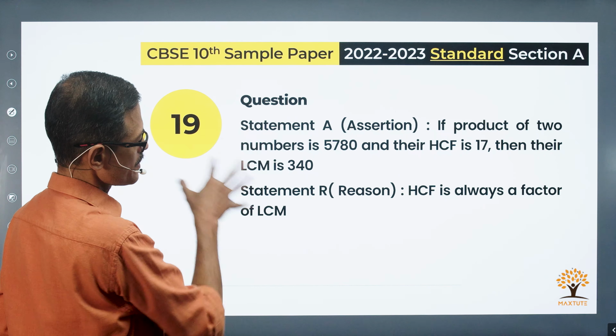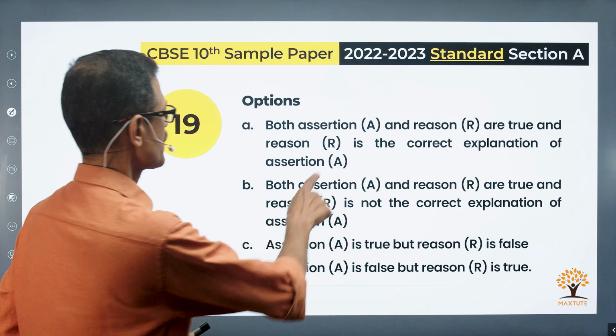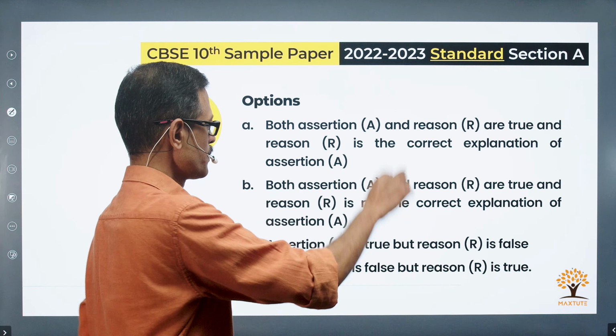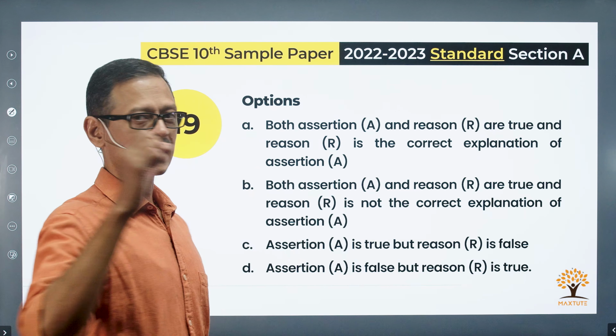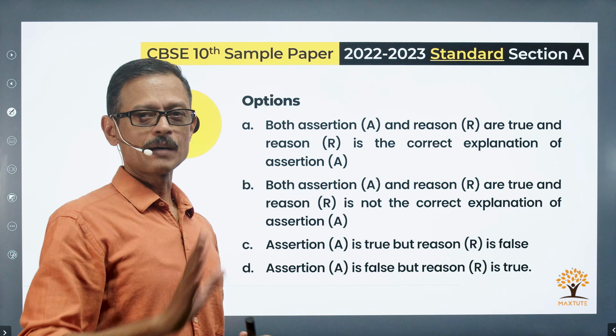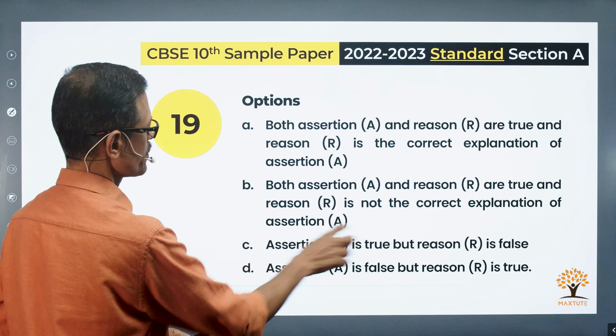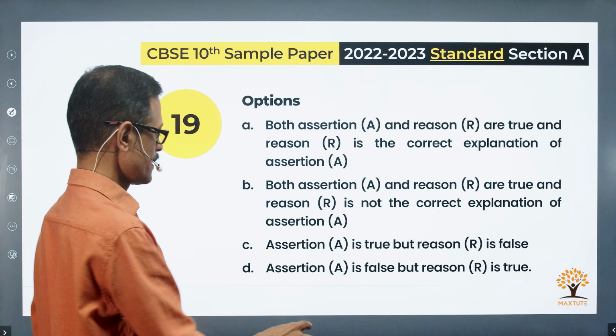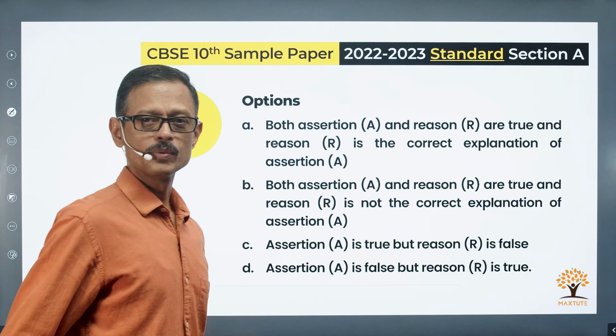Both the assertion and reason are true, and the reason is a correct explanation for the assertion. Whatever corresponds to the statement is true, and this is the reason for this happening. If that is the case, go with A as the answer. Assertion and reason are true, but the reason is not the correct explanation as to why it's happening. They're independently true, but this is not why that's happening. In that case, go with B. Assertion is true, reason is false, go with C. Assertion is false, reason is true, go with D.